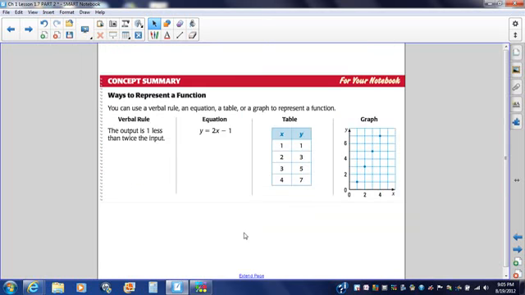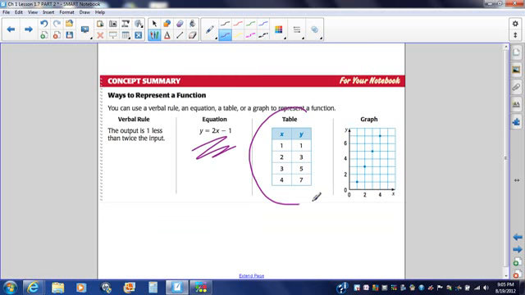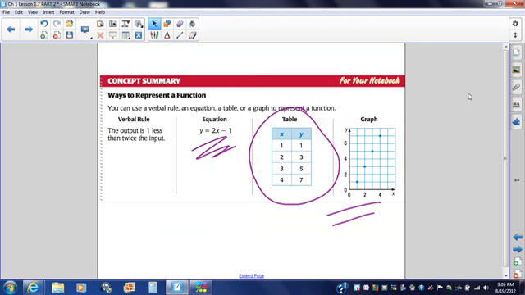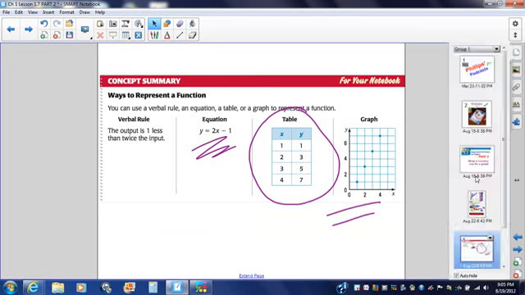Remember, guys, there are a couple different ways to represent a function. This is just a quick review. You can use words. You can use an equation. You can use a table, or you can use a graph. Several different ways to represent a function.